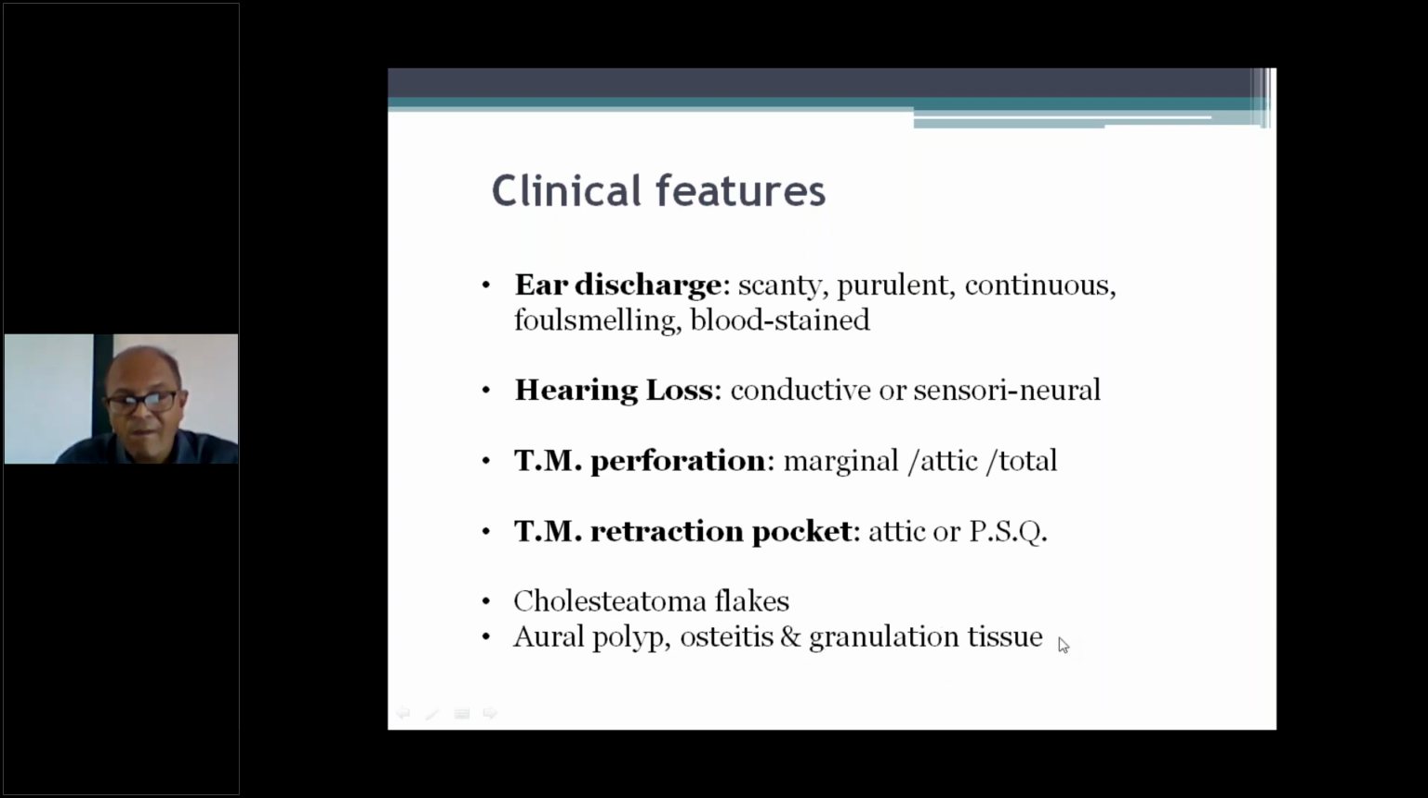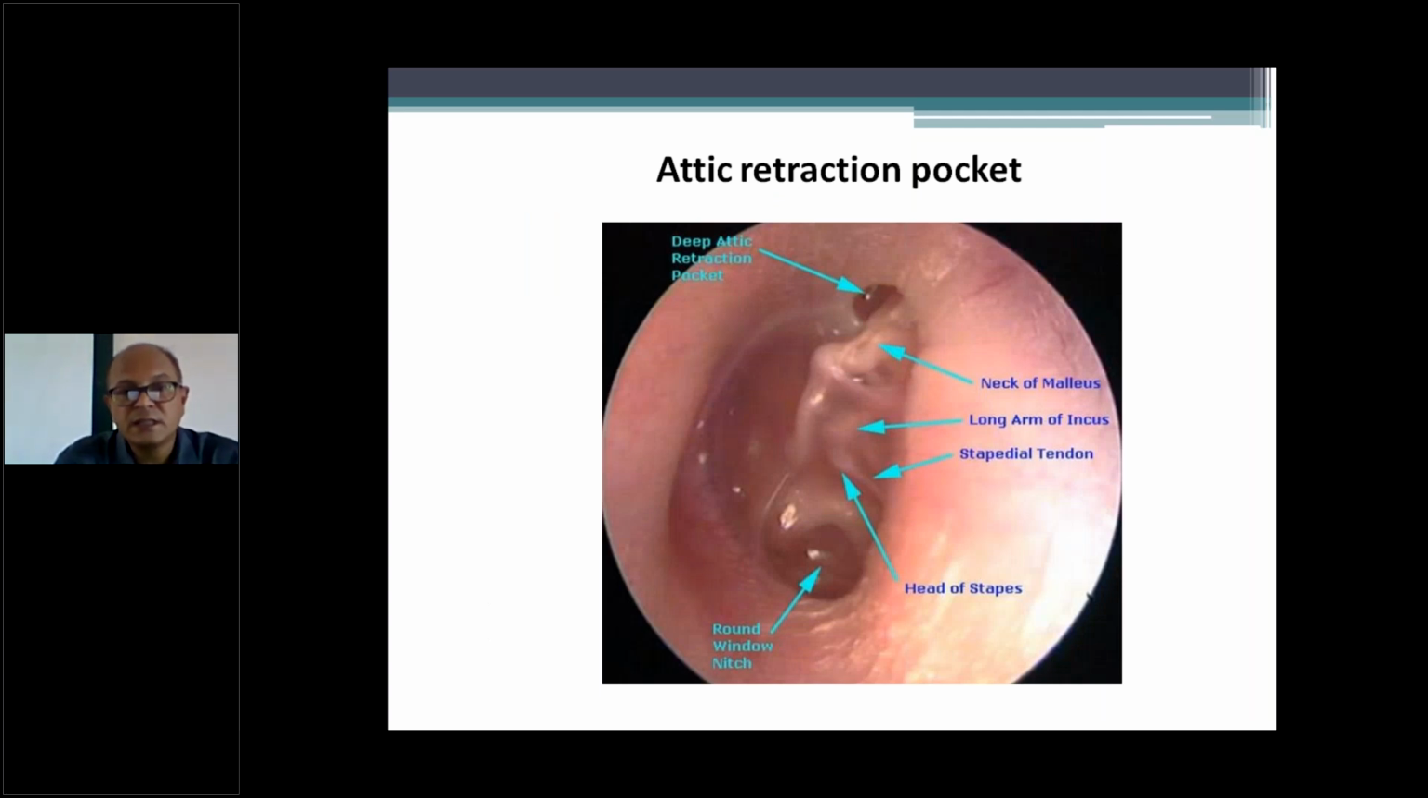In this condition, these patients will frequently come to you with episodes of blood tinged discharge. Whenever they put the bud into the ear and bring it out, there is red colored blood. That scares the patient, and then they come to the OPD. Here you can see there is a deep retraction pocket, and this is the neck of the malleus. You can see very clearly this is the lateral process of the malleus. This is the handle of the malleus. See the incus, the long process of the incus. You can see, and this is the stapes head. Also, you can see it clearly.